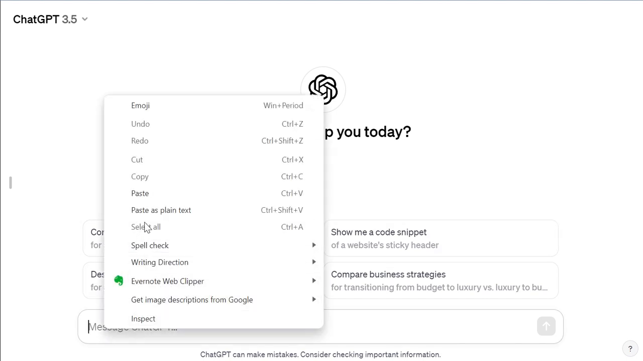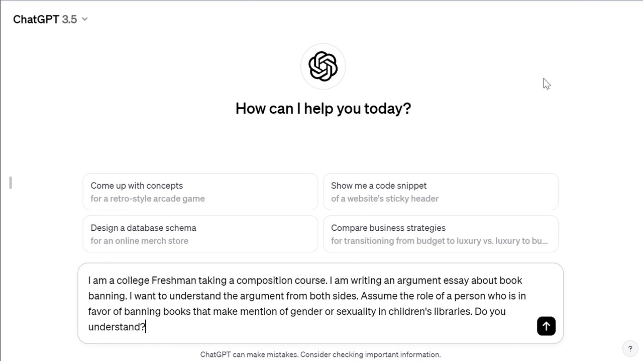I'm going to paste this prompt here. So I am a college freshman taking a composition course. I'm writing an argument essay about book banning. I want to understand the argument from both sides. Assume the role of a person who is in favor of banning books that make mention of gender or sexuality in children's libraries. And I'm going to start by asking it, do you understand? So that I can make sure that the prompt is clear.